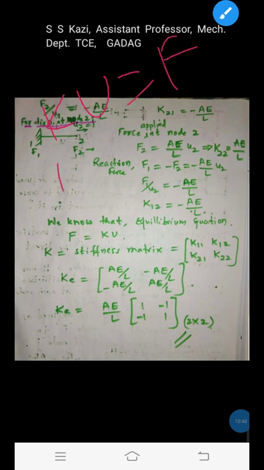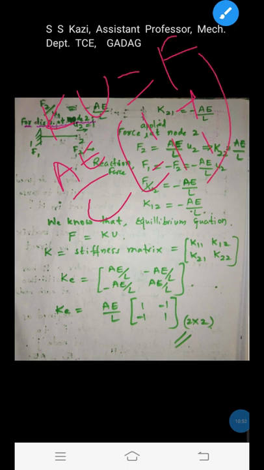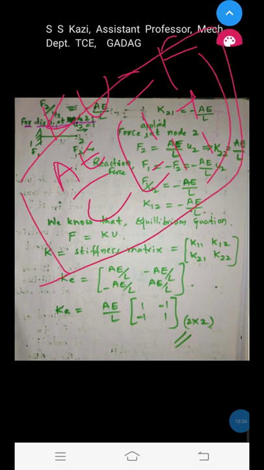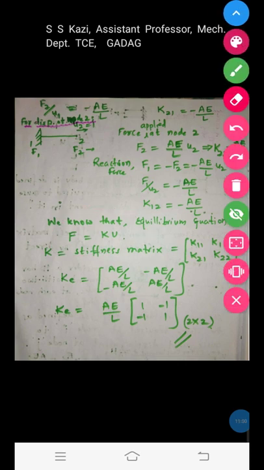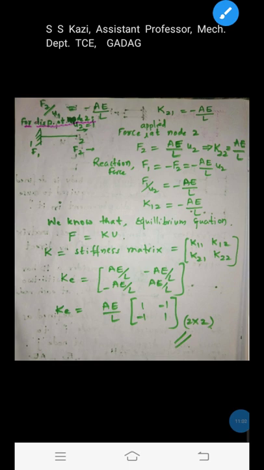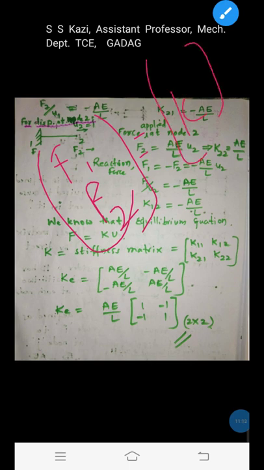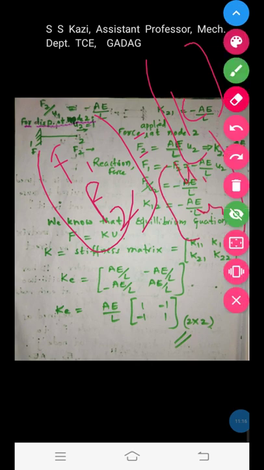From that K you will get AE by L times the matrix 1 minus 1, minus 1 1. This is the stiffness matrix for the 1D bar element we got. Now we know the equilibrium equation F is equal to K into U, where F is the applied forces F1 and F2 at nodes 1 and 2, K is the stiffness matrix, and U is U1, U2, the unknowns at nodes 1 and 2.